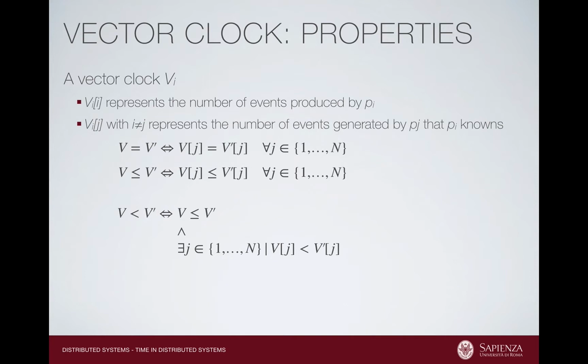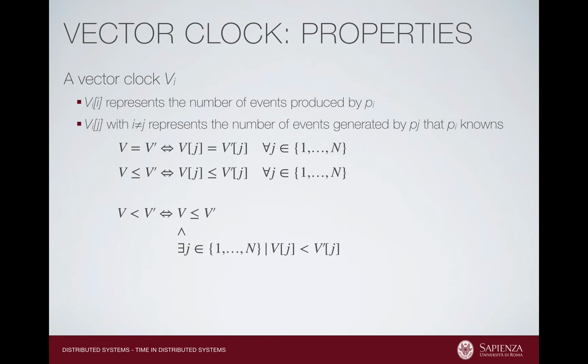Okay, and we say that two vector clocks are equal if they are equal in all the locations. We say that one is less or equal than the other if all the locations of one are less or equal to the locations of the other. And then we say that one is strictly less than the other, and this is what interests us, if all the locations are less or equal, and there exists a location that is strictly less.